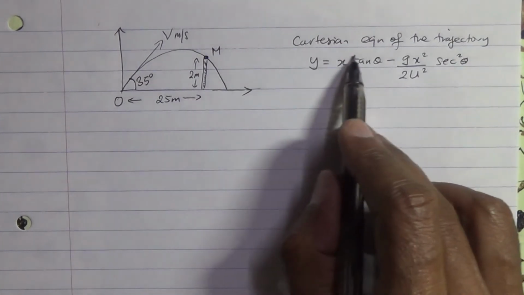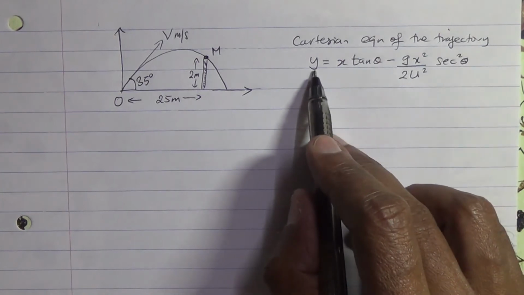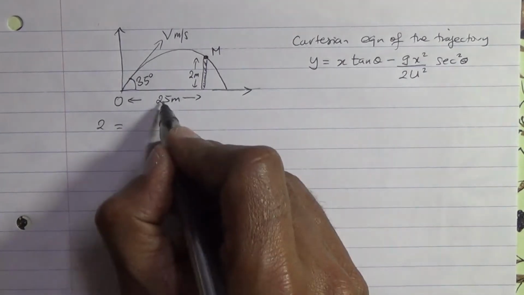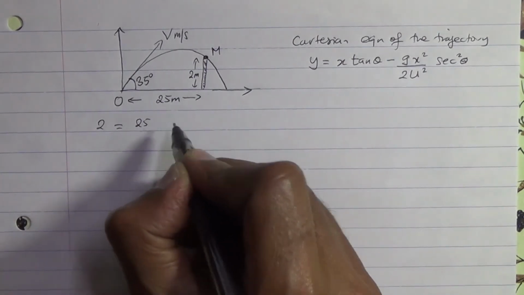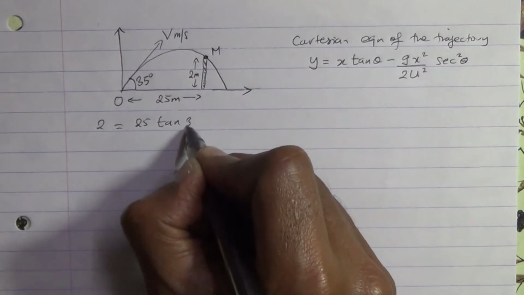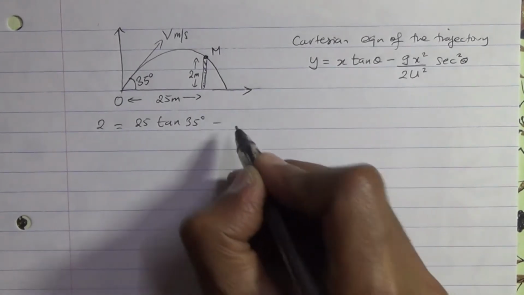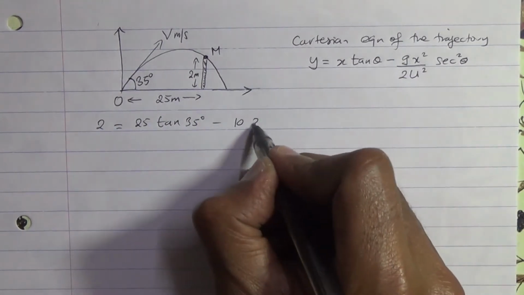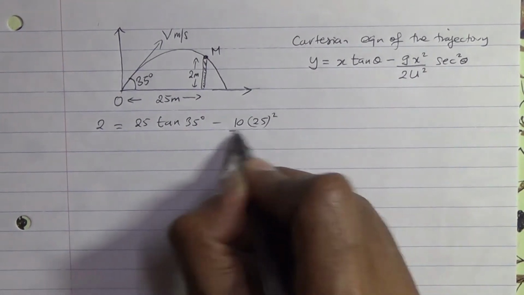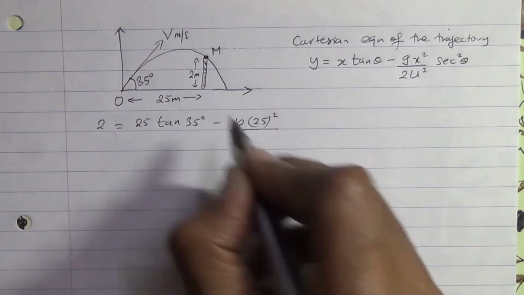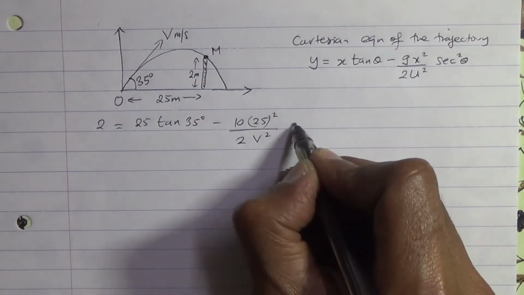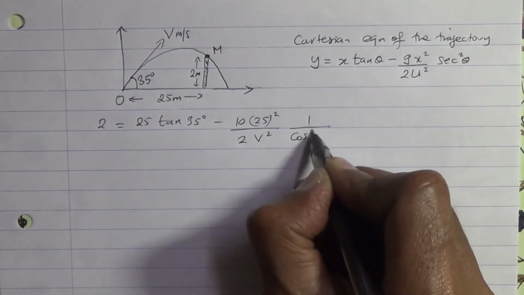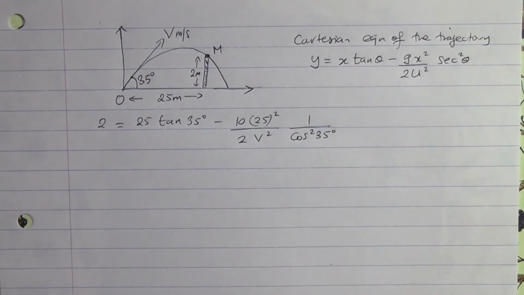I would use the Cartesian equation of the trajectory. So y, which is 2 meters, so 2 is equal to x, which is 25 meters, times tan of 35 degrees, minus g x squared, where g is 10 and x squared is 25 squared, divided by 2 v squared, and then sec squared theta is basically 1 over cos squared 35.